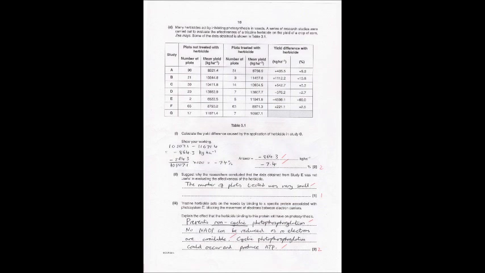So it's just trial and error and practice. You'll see how to do these questions. Suggest why the researchers concluded that the data obtained from study E was not useful in evaluating the effectiveness of the herbicide. Well, if we have a look at E, firstly we see it's a very big difference, so it's not a very accurate one compared to all the others.